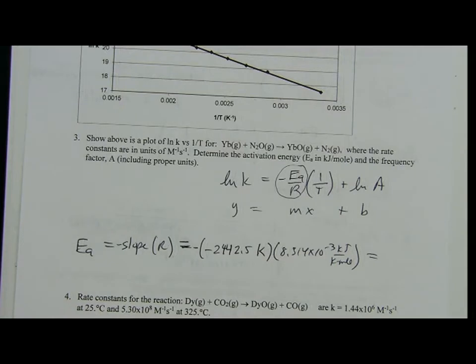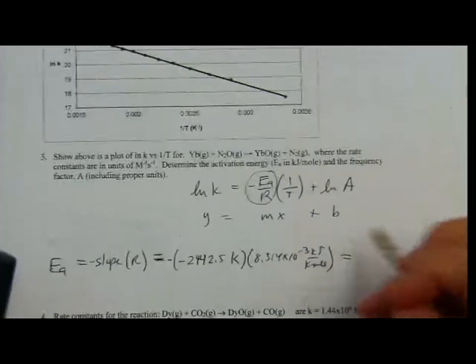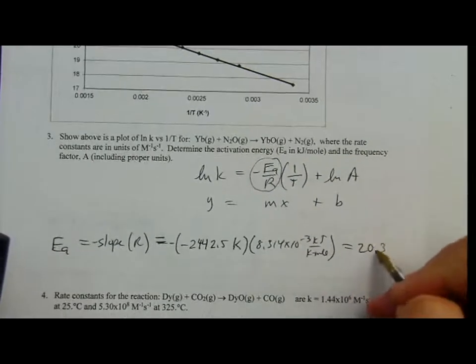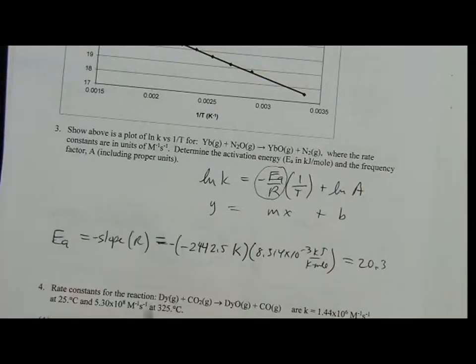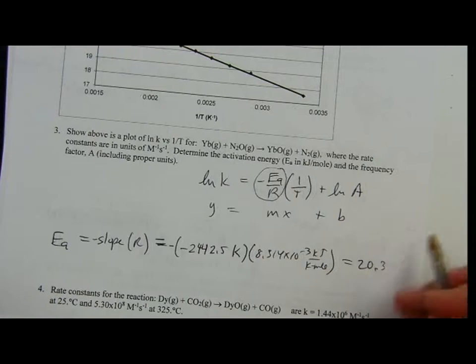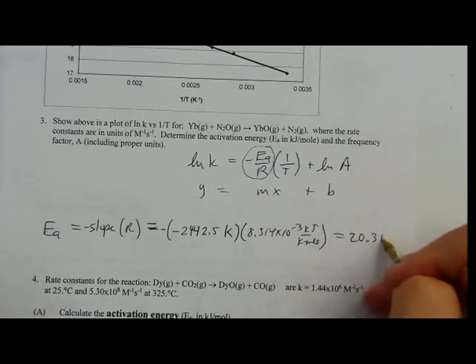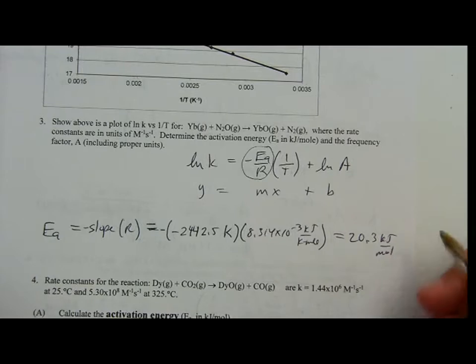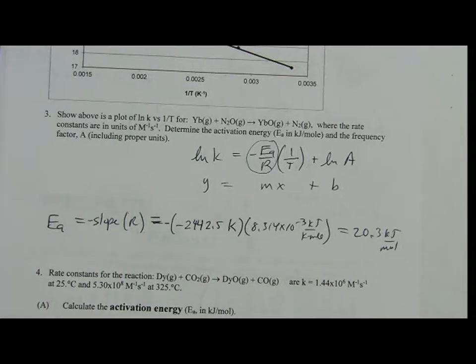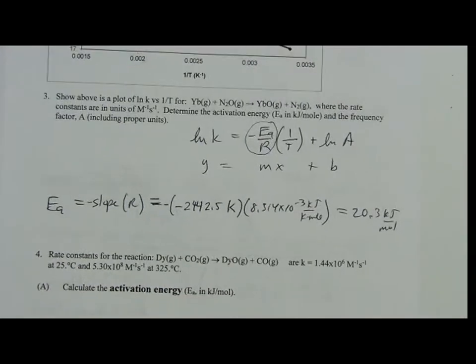So 2.5 times e to the minus 3 gives me a 20.3. And you'd have to know actually what the data that was used to make this plot is in order to get how many significant digits are justified. But I know from doing the experiment, you get no more than 3, right? So that would be 20.3. All right.